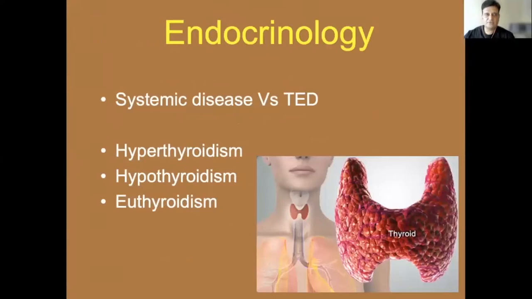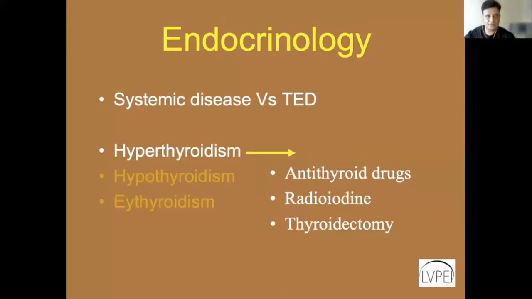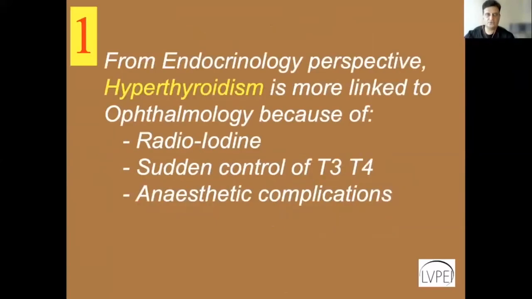One needs to understand the difference between the systemic disease, which is hyper or hypothyroidism, versus the thyroid eye disease. The systemic disease may persist for years and the patient may not have an eye disease. However, when the eye disease begins, we have to label that as thyroid eye disease because as an ophthalmologist, your concern is primarily about their eye condition. Hyperthyroidism is more of a concern for an ophthalmologist because of the use of antithyroid drugs, radioiodine, and even thyroidectomy. So learning number one from the endocrine perspective: hyperthyroidism is more linked to ophthalmology because of radioiodine, the sudden control of T3, T4, and the anesthetic complications that could be possible.